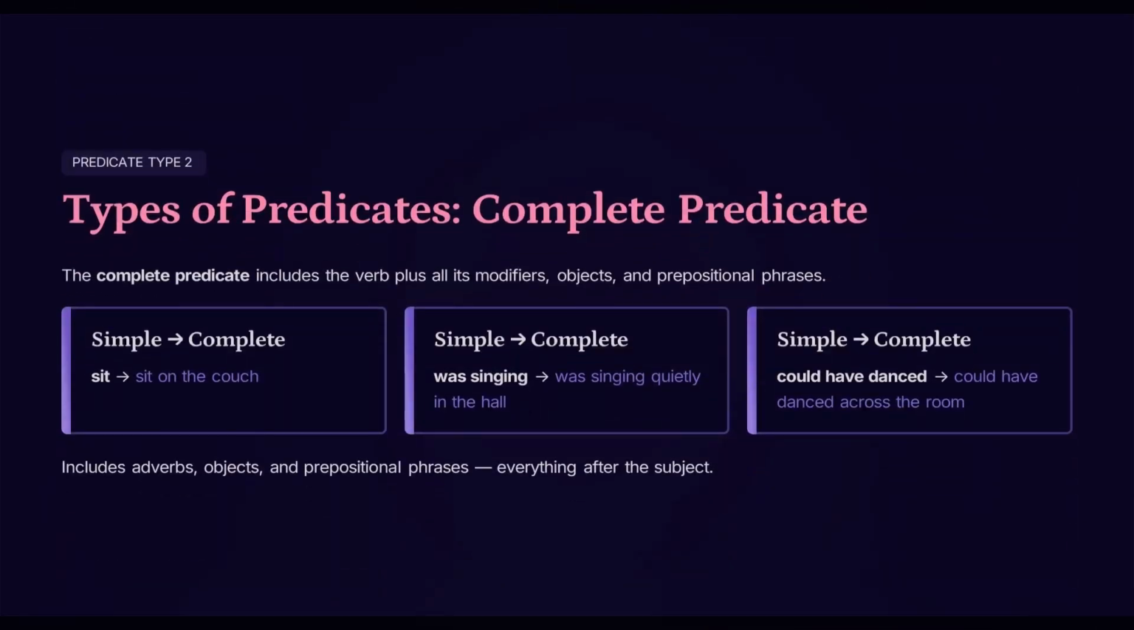Predicate type 2. Types of predicates. Complete predicate. The complete predicate includes the verb plus all its modifiers, subjects, and prepositional phrases. Simple to complete: sit, sit on the couch. Simple to complete: was singing quietly in the hall. Simple to complete: could have danced across the room. Includes adverbs, objects, and prepositional phrases. Everything after the subject.